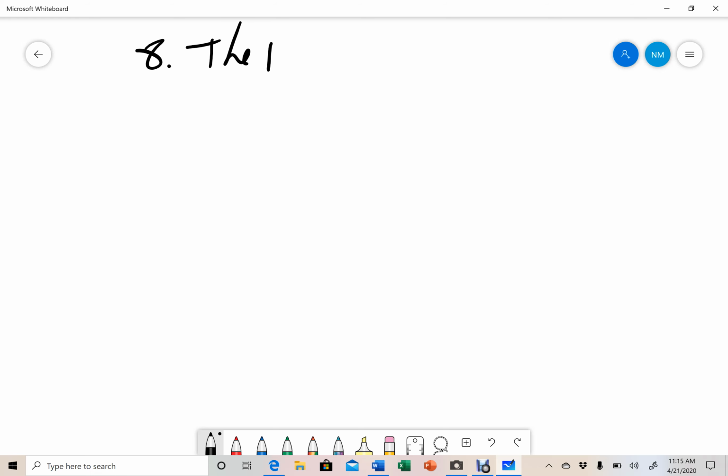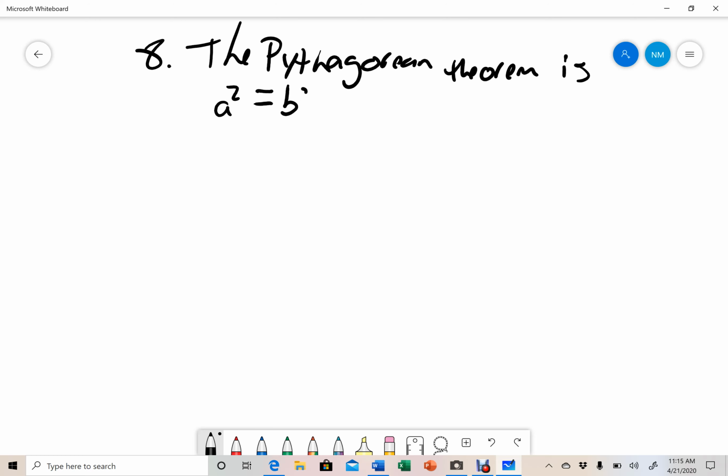The Pythagorean theorem is, and this is the underlined part. So this is a true and false question. Is this the correct Pythagorean theorem? If it is not, on the line you'll be writing the correct Pythagorean theorem. If it is the correct Pythagorean theorem, then you just simply write true on the line and move forward. Number 9.